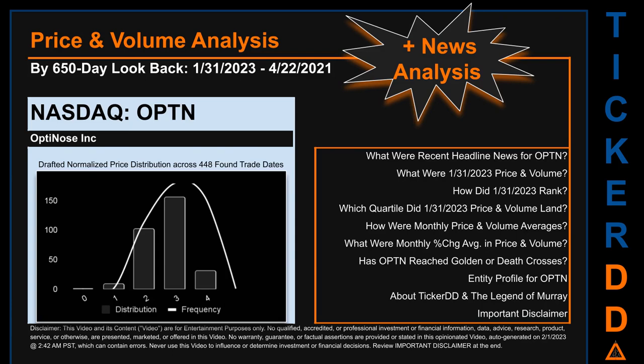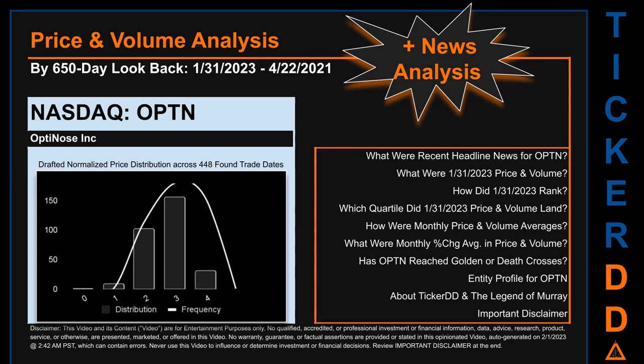OPTN went public on October 13, 2017, which was roughly 5 years and 4 months ago. Looking back 650 calendar days from Tuesday, January 31, 2023 to Thursday, April 22, 2021, we found 448 applicable trade dates for use in our analysis.